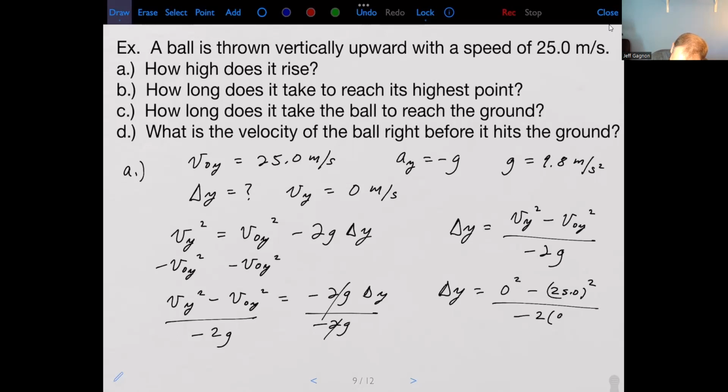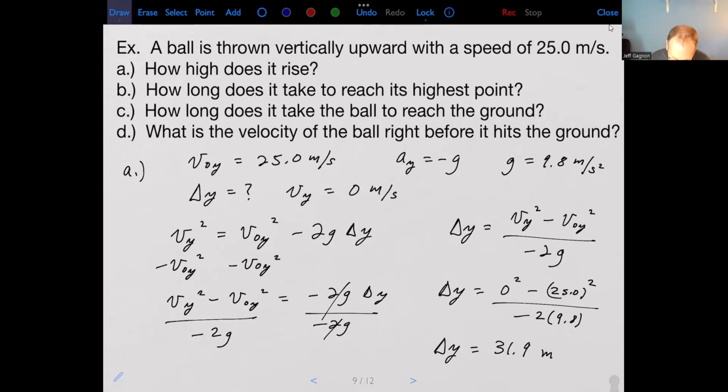And then g, remember, is just 9.8, right? Don't put a double negative there. It's just 9.8. We already have the negative built into the equations. And if you work this out, you're going to find that that displacement is 31.9 meters. So that's how high the ball rises.